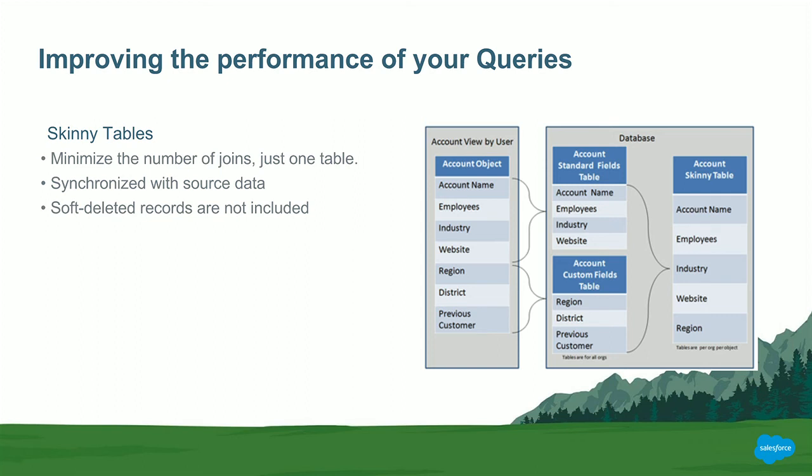So, as I mentioned at the beginning of this presentation, Salesforce splits standard fields and custom fields for a standard object into separate tables. But we can ask Salesforce support to create a new skinny table. That skinny table has all the information in just one table, and because we have all the information in one table, it minimizes the number of joins. The skinny table is synchronized with the source data by default. And the most important for me, the soft-deleted records are not included.